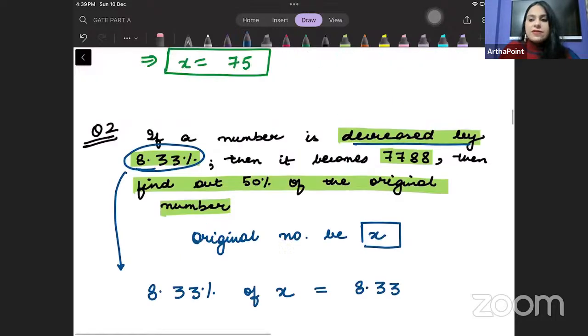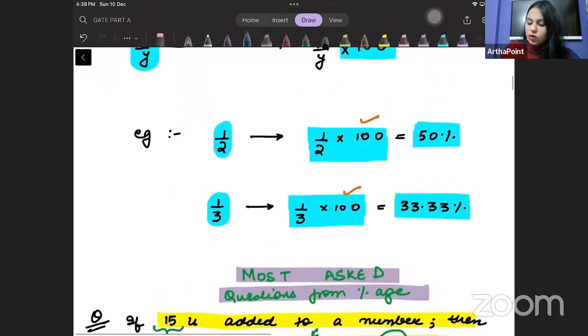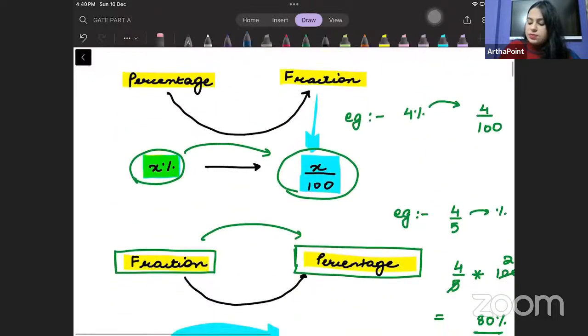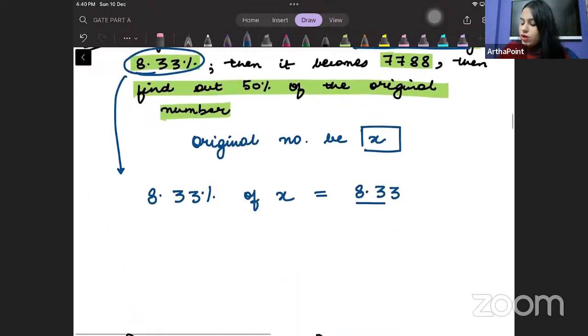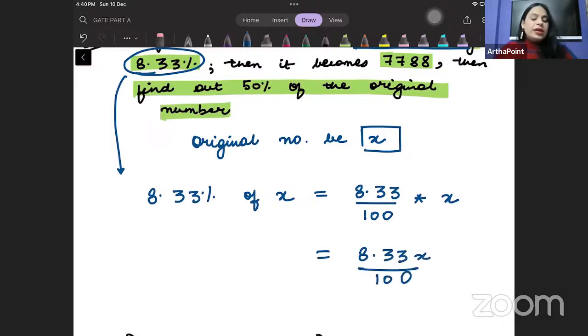8.33%. को कैसे कन्वर्ट करते हैं फ्रैक्शन में? What is the rule I have taught you? Whenever you have to convert percentage into fraction, you will divide by 100. So beta, this is going to be 8.33 divided by 100 into x. So bacha, this will be 8.33x by 100. Clear हुई ये बात?